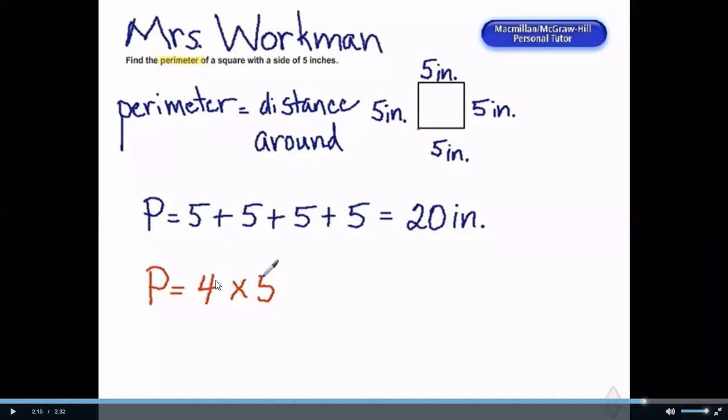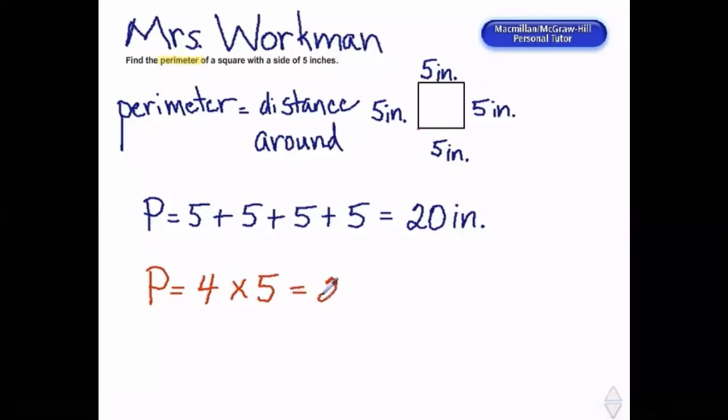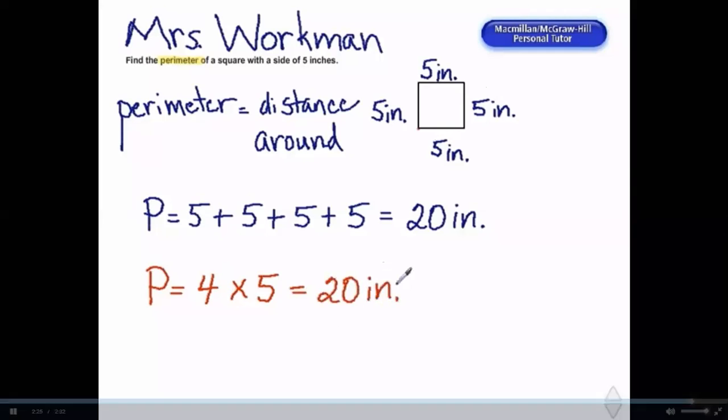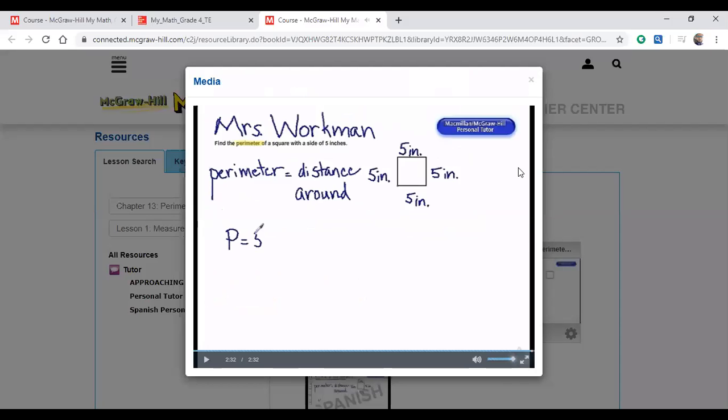So I can say 4 times s. What does s mean? It means side length. The side length is 5, so it will be 4 times 5. As you see, 4 times 5 is 20. So the perimeter is, once again, 20 inches. Two different ways of finding the perimeter of a square with a side of 5 inches. Okay, is it clear?